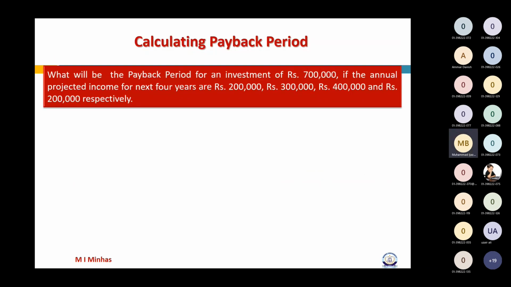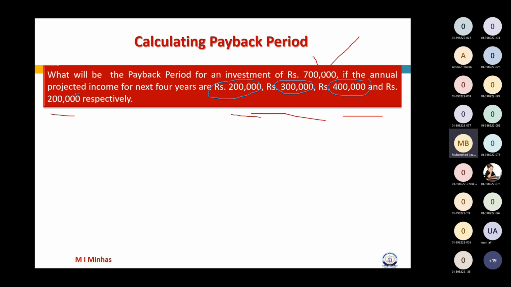So now let's look at this. What will be the payback period of an investment of 700,000 if the annual projected income for the next 4 years is 200, 300, 400, and 200? So now here we don't have a fixed amount of income, correct? Here, the income is different every year. So that means we cannot use the same formula.